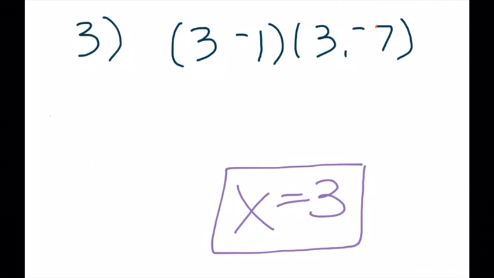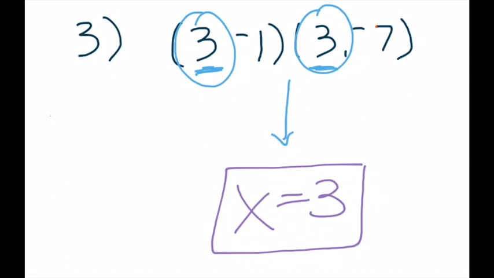Another way you can think about the same thing is if you'll notice that both of the x coordinates are 3. And so if both of the x coordinates are 3, then that means no matter what y is, x has to equal 3. So that's another way that you can think of to write the equation.